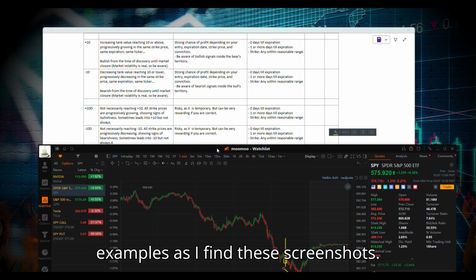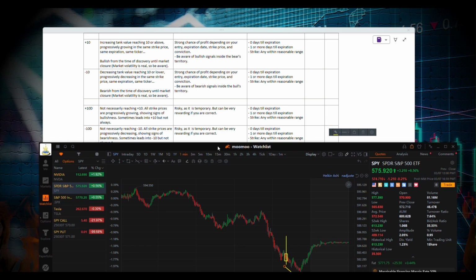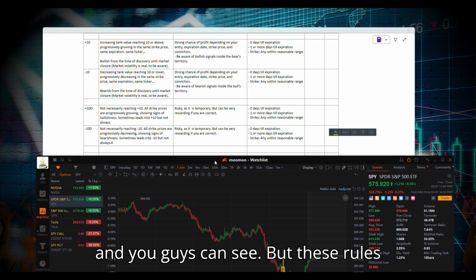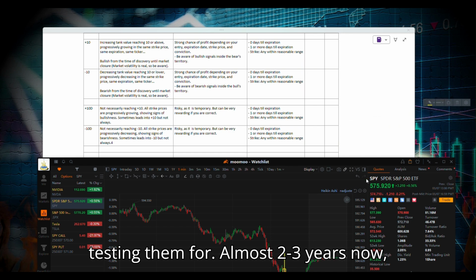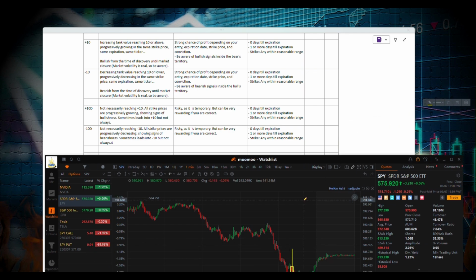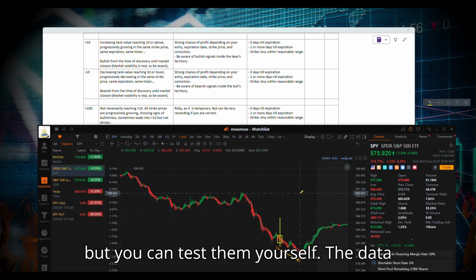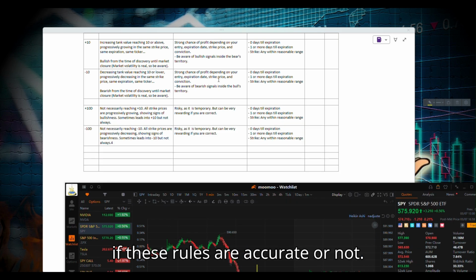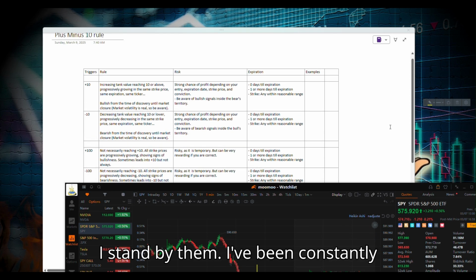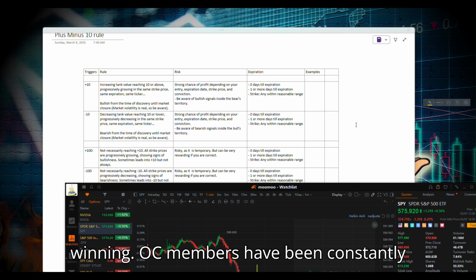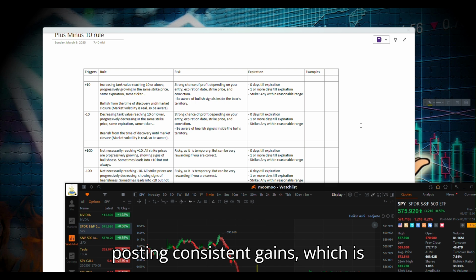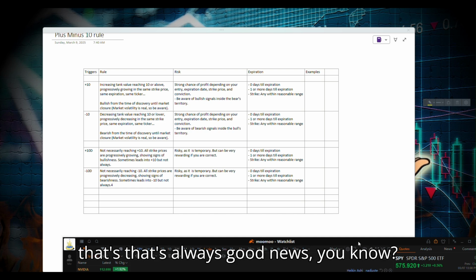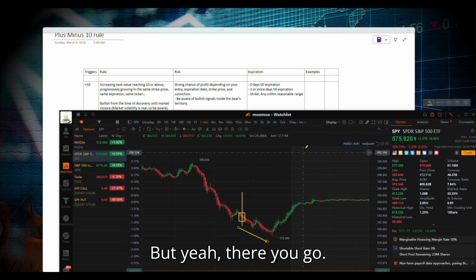I'll have more examples as I find these screenshots. I'll post them on Discord, and you guys can see. These rules have been consistent. I've been testing them for almost 2, 3 years now, but you can test them yourself. The data is there. I save the data on the Discord, and you can test them yourself to see if these rules are accurate or not. I stand by them. I've been constantly winning. OSV members have been constantly winning, and some of them have been posting consistent gains, which is something they've never had before. But that's always good news. There you go.